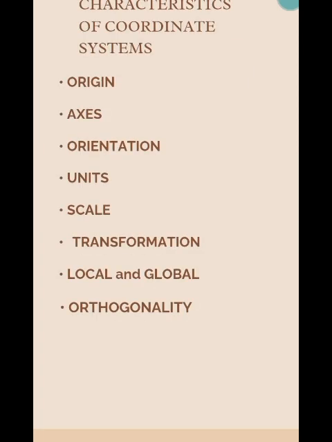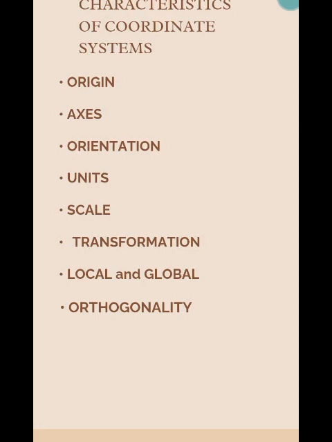So, characteristics of a coordinate system, which is origin. The origin is the reference point of the coordinate system, typically denoted as (0, 0) in a 2D system and (0, 0, 0) in a 3D system. It serves as the starting point for measuring distances and positions. Next, which is axis or axes. Coordinate systems have one or more axes, which are lines that extend infinitely in both directions.